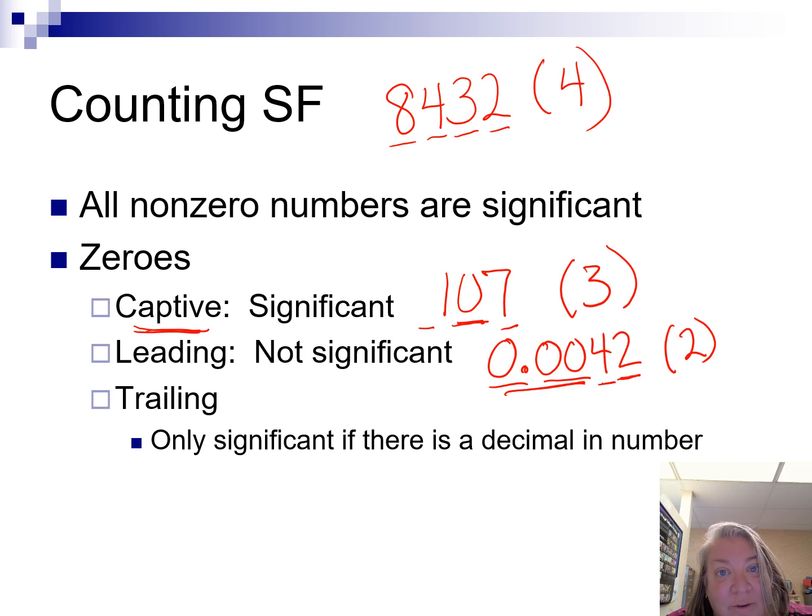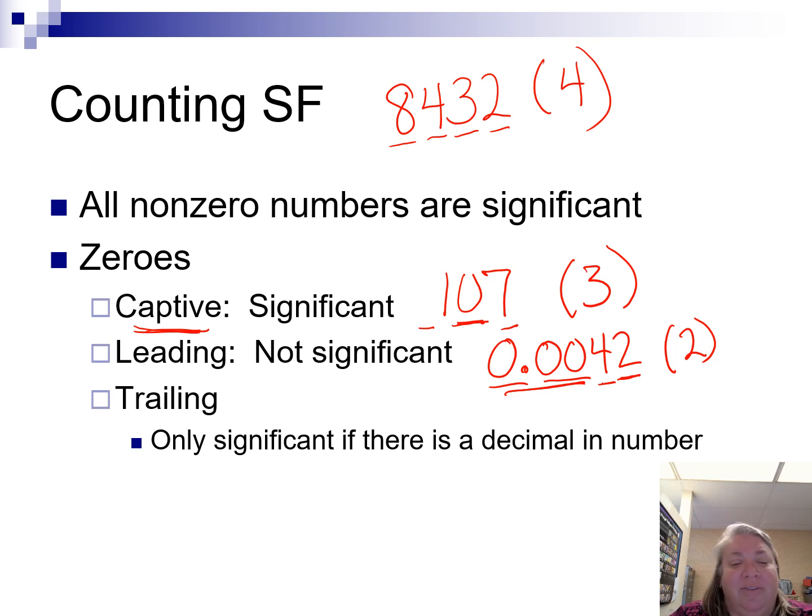Finally, we have trailing zeros. And trailing zeros are also a pain. Now, trailing zeros, sometimes they'll say that it can't be determined because we don't know if those trailing zeros, the ones at the end, are supposed to be there or not. So depending on the text or the source, sometimes they'll say can't determine, and other times they want you to go ahead and make a general rule of thumb here. So our general statement is going to be these are only significant if there's a decimal in the number.